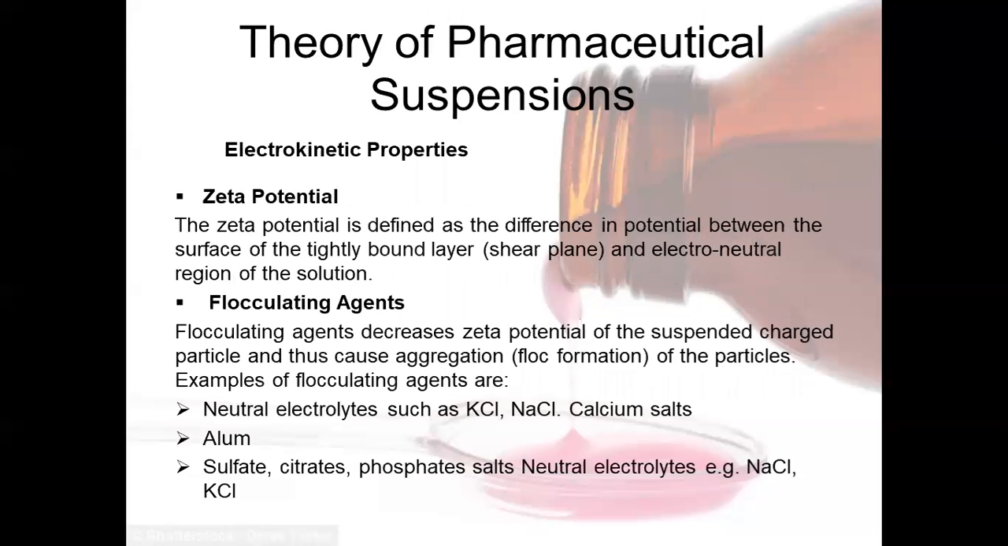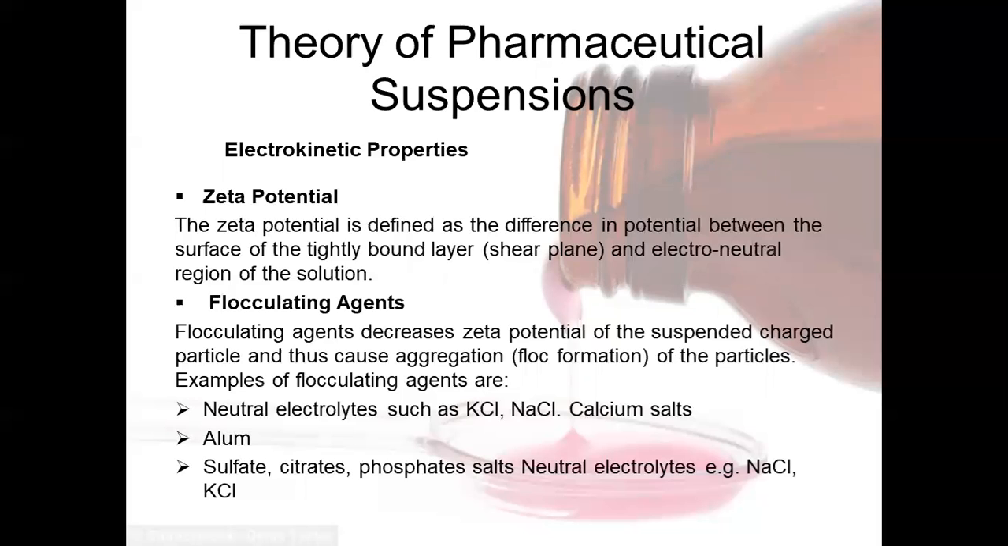Next, the electrokinetic property. In case of electrokinetic properties, zeta potential is there. Zeta potential is defined as the difference in potential between the surface of the tightly bound layer, which is called the shear plane, and the electroneutral region of the solution.